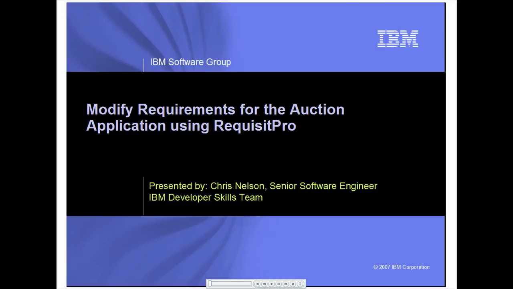Hello. This is the first in a series of demos dealing with software quality. In the first demo, we will take a new requirement for our auction application and modify the requirements document using Rational RequisitePro. In the second demo, we will modify our current test plan to specify a new test case to test this requirement using Rational ClearQuest Test Management.